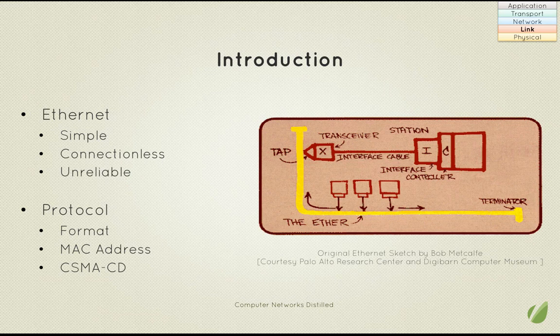You can see on the right here actually the original sketch for Ethernet by Bob Metcalfe, the man who invented Ethernet. And as you may be able to see, that yellow line is the ether. That is, it's the wire that's shared by all of the computers and that carries the communication between all of them. It's a shared communication mechanism. This was the original design for Ethernet, and it's evolved a lot since then.